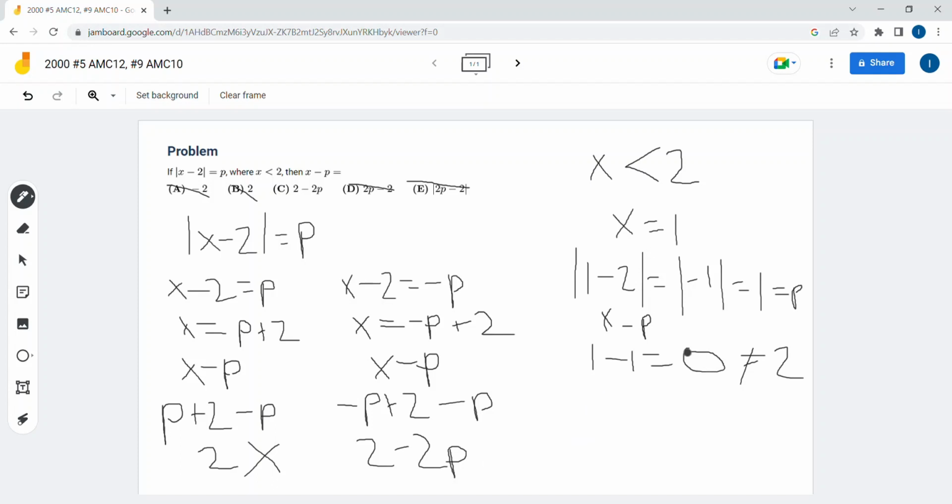So we know that x minus p is equal to 0. Let's just prove that 2 minus 2p is also equal to 0. So we know our p-value is 1. 2 minus 2 is also equal to 0. So this is the answer choice that works. Our value of x minus p is equal to C, 2 minus 2p.